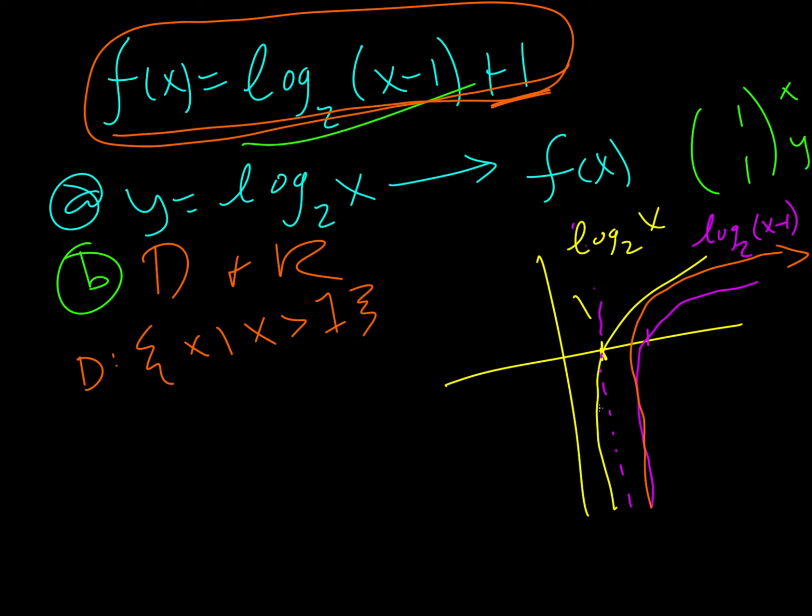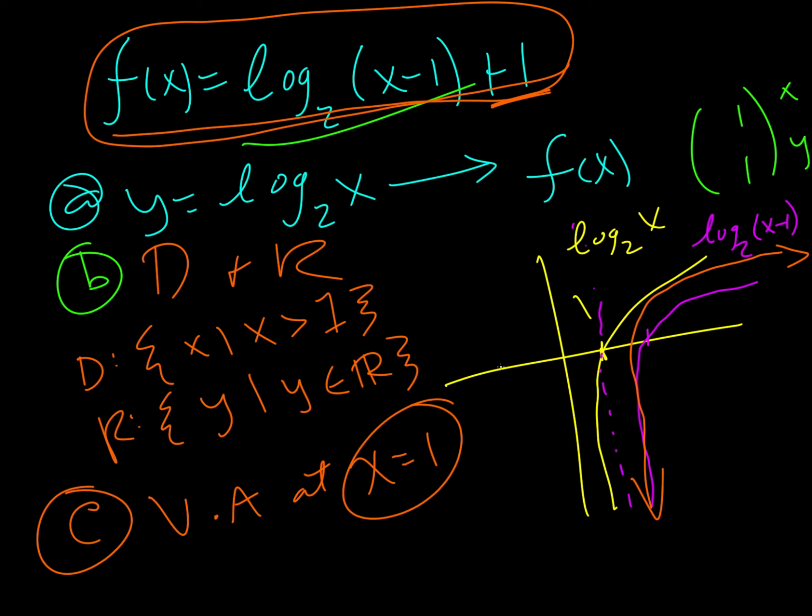Now let's see, part C wants us to find any asymptotes and axis intercepts. We already know that we have a vertical asymptote at x equals 1 from the explanation I gave on the graph. Now the axis intercept is going to be a little bit harder. The x-intercept happens when y equals 0. So we're going to plug in 0 for f of x, and we get 0 equals this.